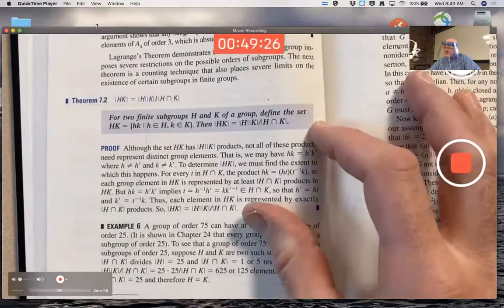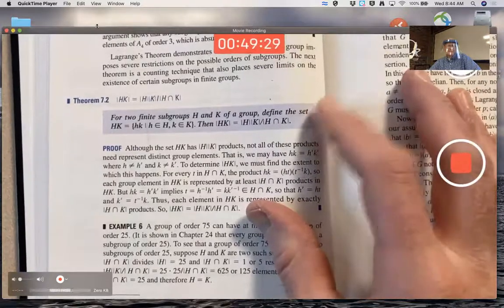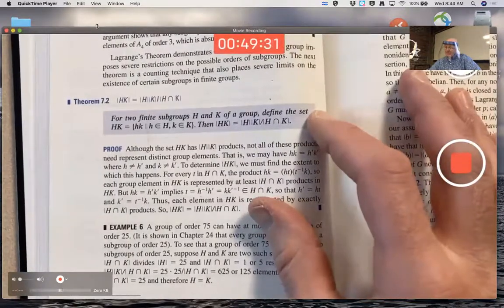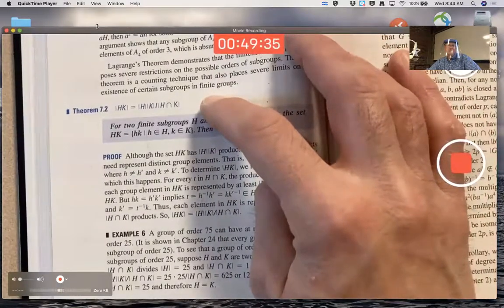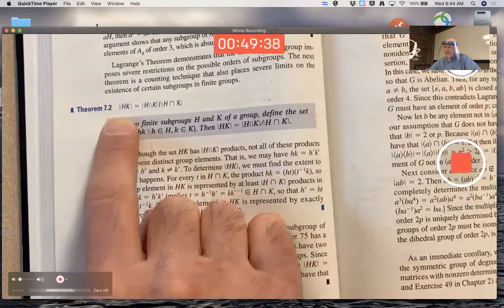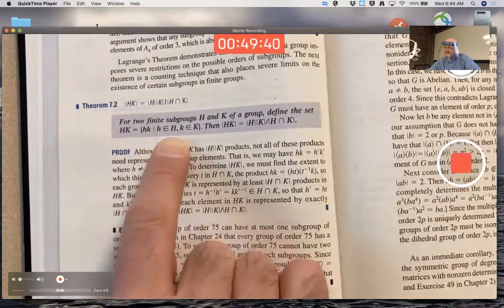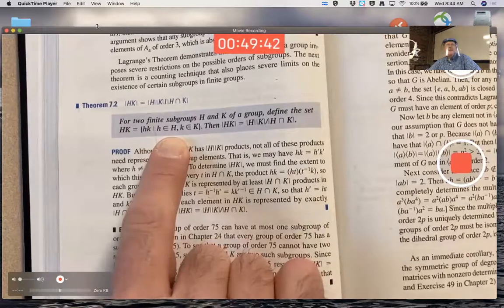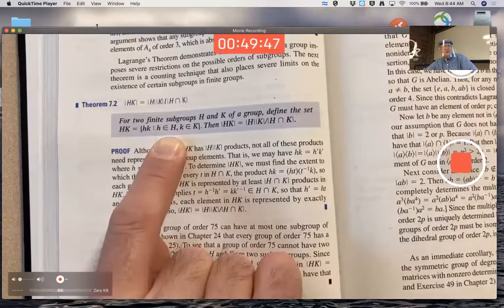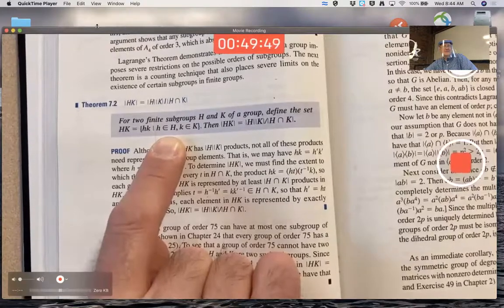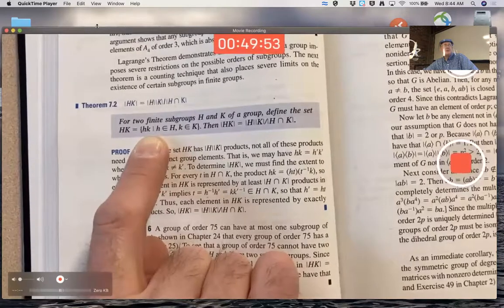This theorem is pretty useful. It doesn't have a name, but if you work at it, you can pretty easily remember the formula. The order of HK, where HK is defined to be this set, and this is evidently not necessarily a group. It's not necessarily a subgroup. It can be a subgroup, but you need extra conditions on H and K for it to be a subgroup.